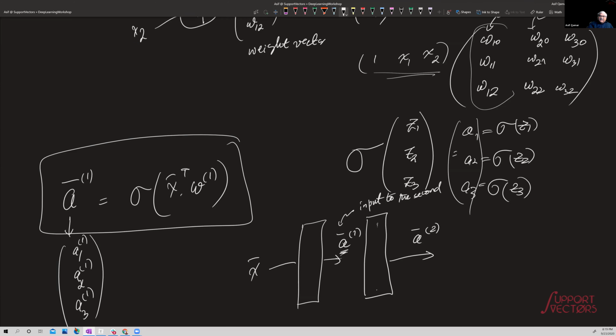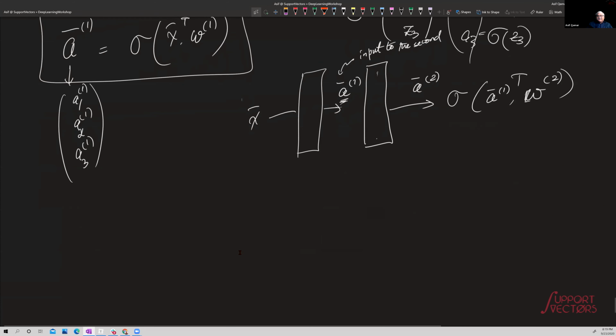The A2 vector would be, if you use this notation, the sigmoid of the A1 vector transpose times the weight matrix of the second layer. Basically, you're taking the same kind of dot product. In other words, suppose, and I'll just write for the second layer to illustrate it, that the second layer has whatever number of nodes.